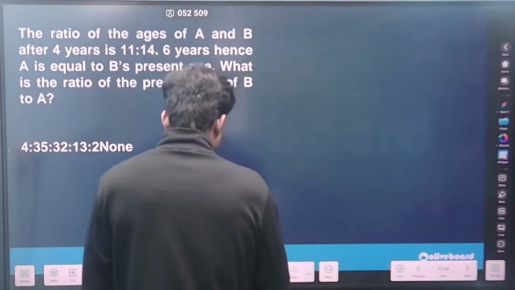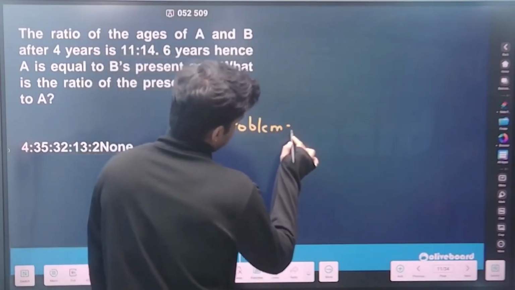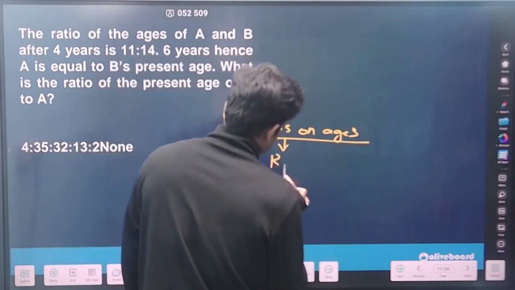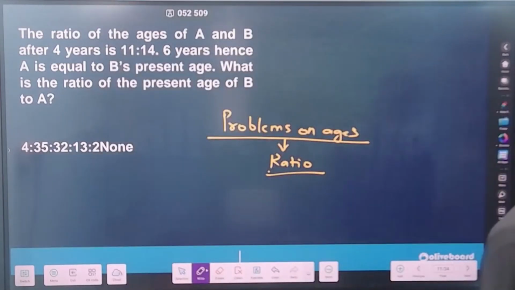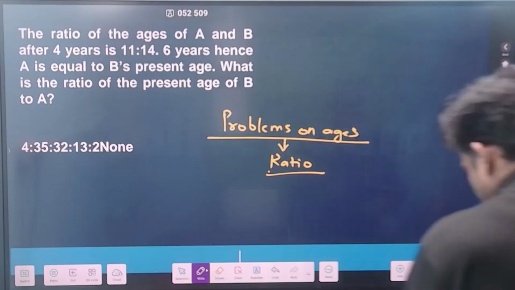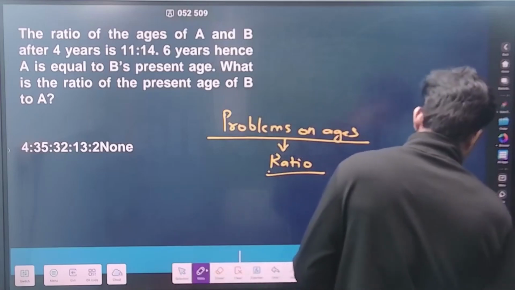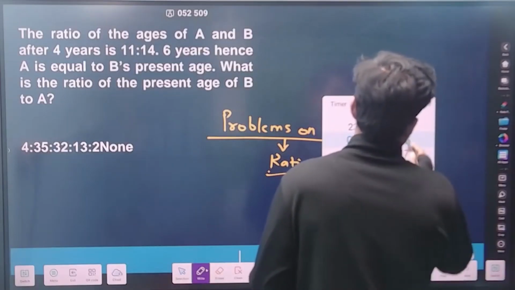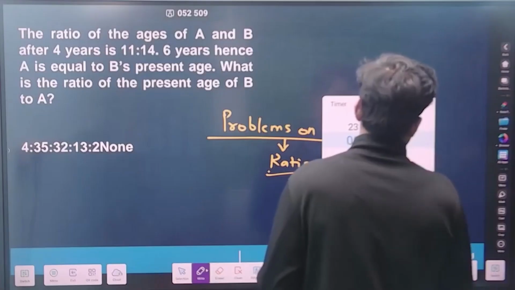Try this. Now there is a new section, called problems on ages, which is a very important part of ratios. Let's try solving this.